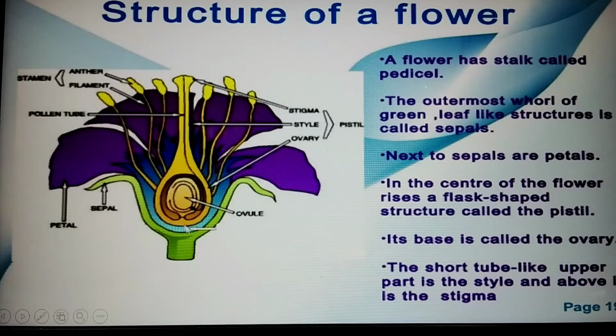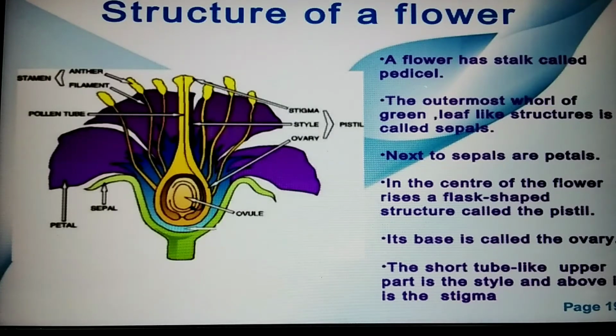The outermost whorl consists of green leaf-like structures called sepals. Sepals protect the flower, particularly when it is still a bud. Sepals also make food as they contain green chlorophyll necessary to trap sunlight. The large and brightly colored petals form the second whorl of the flower. Their main function is to attract insects.